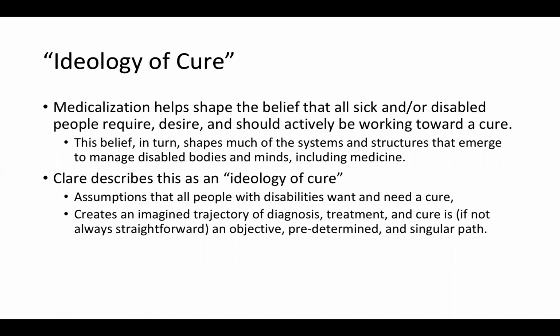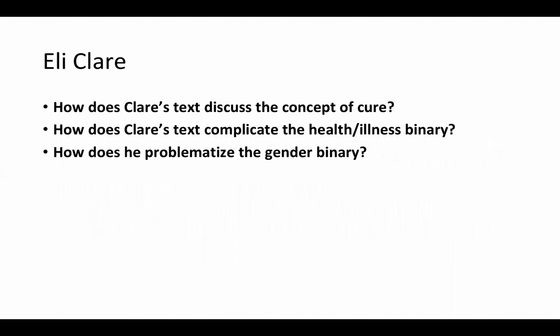But Clare is offering us something different. He is complicating these concepts in what we read. So we actually want to start off with the discussion of how does he understand cure? How does the text complicate this health and illness binary? And how does that relate to gender? How does he problematize the gender binary through this discussion of the ideology of cure? So that was kind of a lot. So let's actually start with just point one.